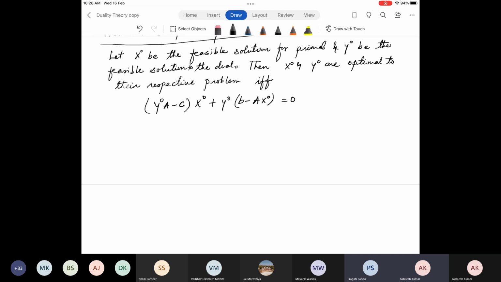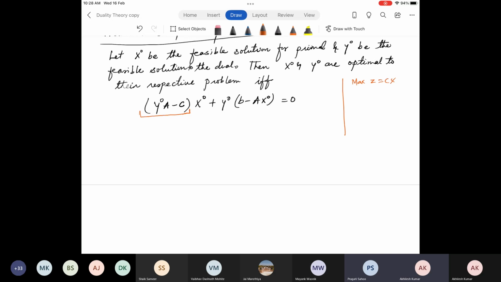So let X0 be the feasible solution for primal and Y0 be the feasible solution to the dual. Then X0 and Y0 are optimal to their respective problem if and only if... What does this represent? Y0A minus C. Let me write it here for your easy reference.